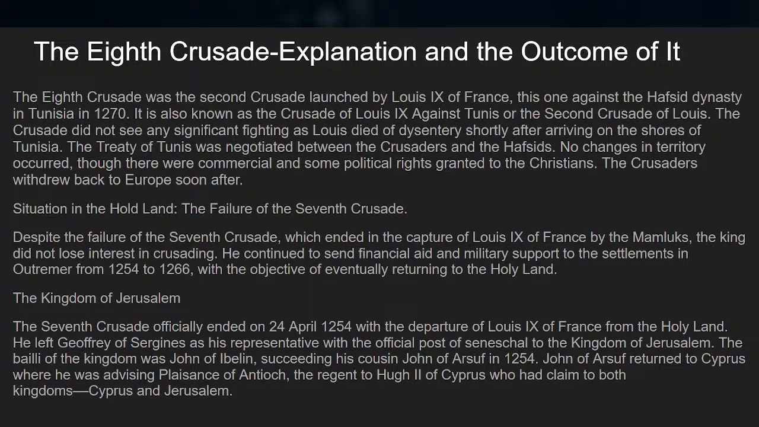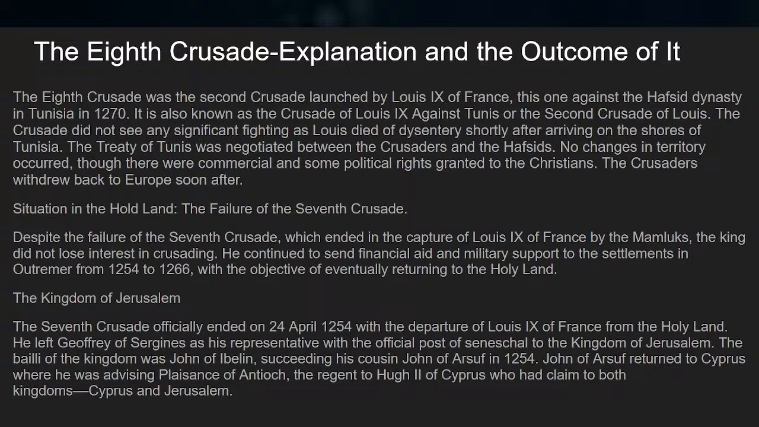The crusade did not see any significant fighting as Louis died of dysentery shortly after arriving on the shores of Tunisia. The Treaty of Tunis was negotiated between the Crusaders and the Hafsids. No changes in territory occurred, though there were commercial and some political rights granted to the Christians. The Crusaders withdrew back to Europe soon after.